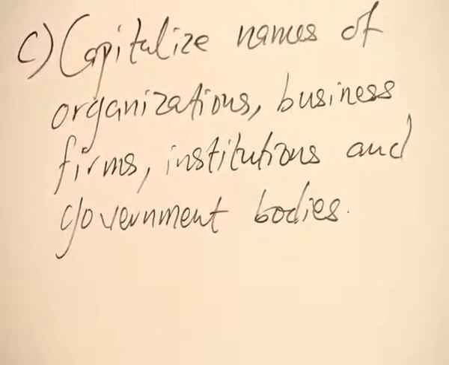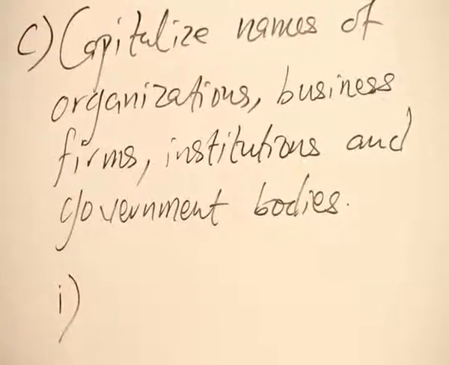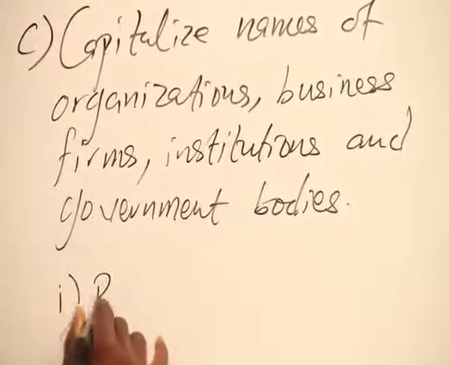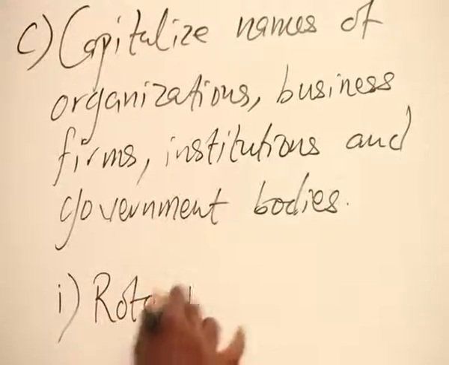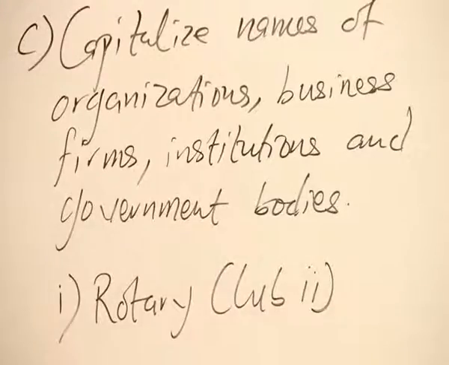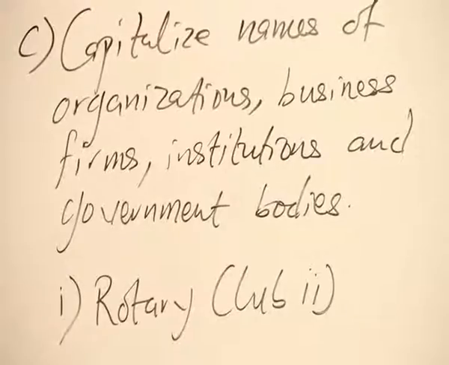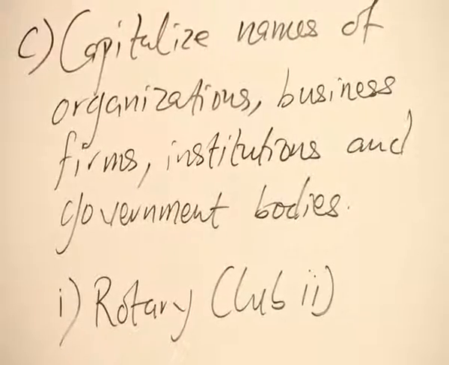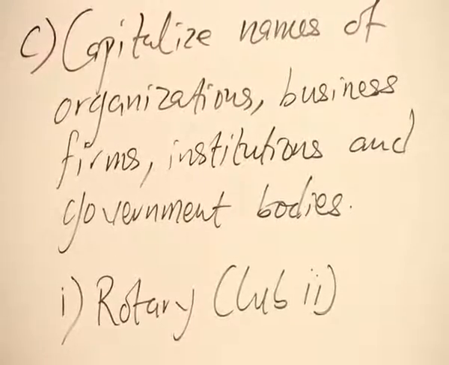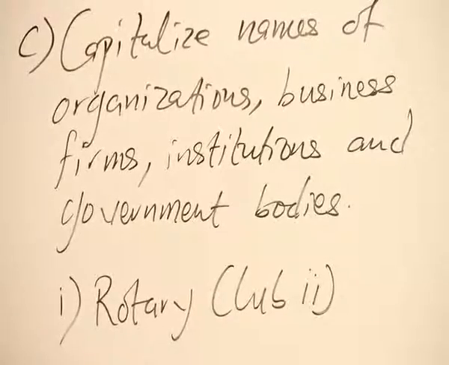We'll now take our examples. Rotary Club. Rotary Club is an organization, a non-governmental organization. So we'll begin that with capital letters. It's a compound noun, Rotary and Club. So each of the words begins with a capital letter.